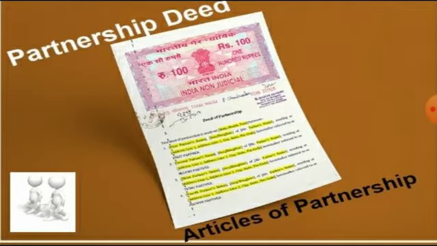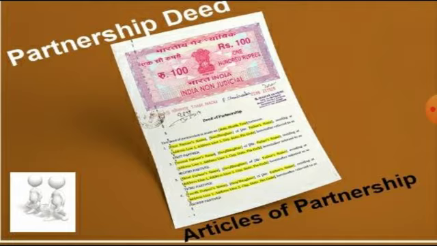So, we have seen the different features of partnership. The next one is partnership deed. Partnership deed is created by mutual agreement between the partners. The partnership agreement must satisfy all the essentials of a valid contract. Such agreement may be oral or written. The law does not make it compulsory to have a written agreement. Both are equally binding on the partners.